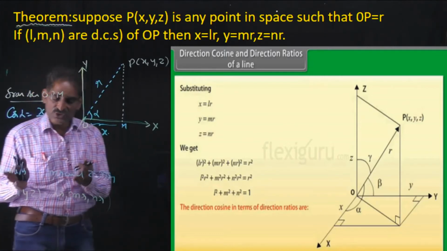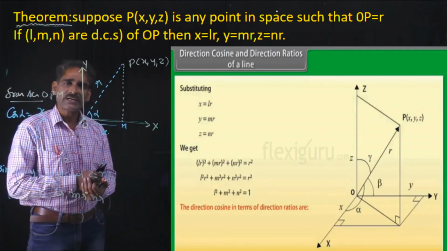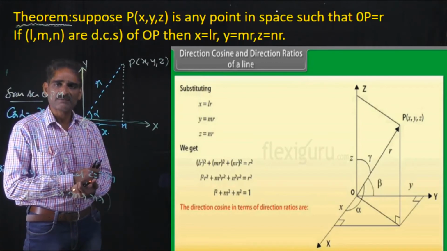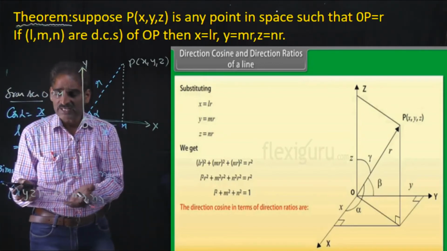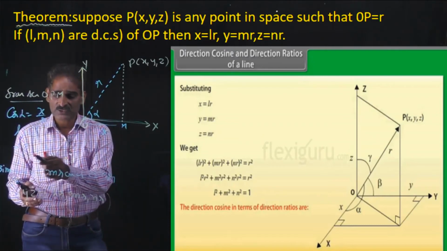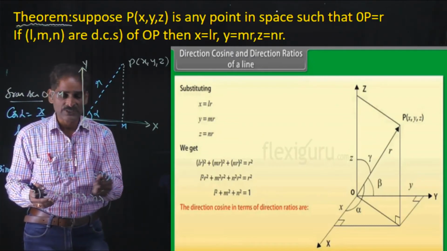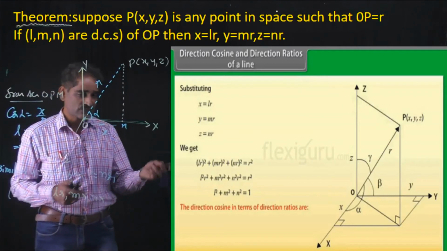With the help of these results, we can prove a condition. What is that? Just simply squaring and adding these three values, x equal to lr, y equal to mr, z equal to nr. We will get a result. Just observe the result also.